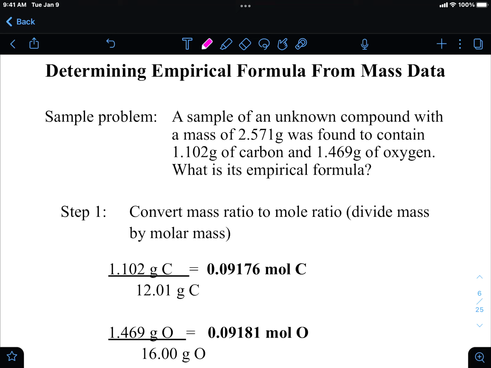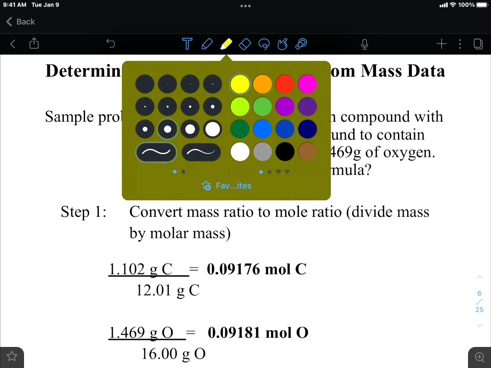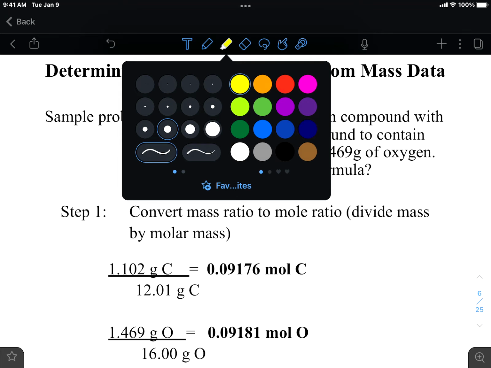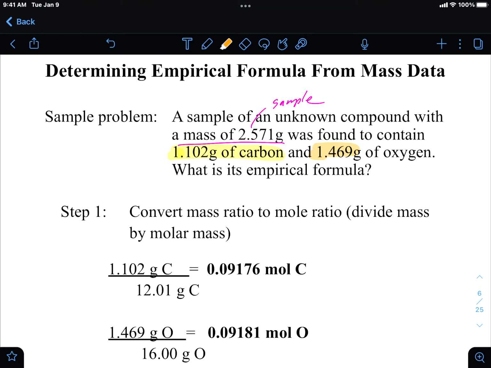Let's say that we have some unknown compound, and the compound has a mass of 2.571 grams. So that's our sample. This compound contains 1.102 grams of carbon, 1.469 grams of oxygen. So it's made up of two elements. And they want to know what the empirical formula is. So the first thing you need to do is convert to moles.